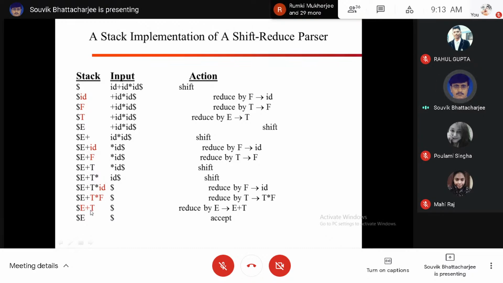Now E plus T is your handle, and it will be reduced by E, and E is your start symbol. That is why you just see your start symbol on the stack, and no input symbol needs to be parsed further. That is, this is the accepting state of your parser.